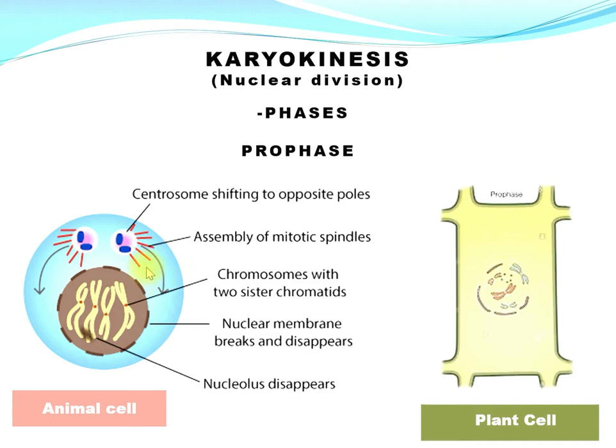The nuclear membrane and the nucleolus start disintegrating. Now, they get merged with the cytoplasm.